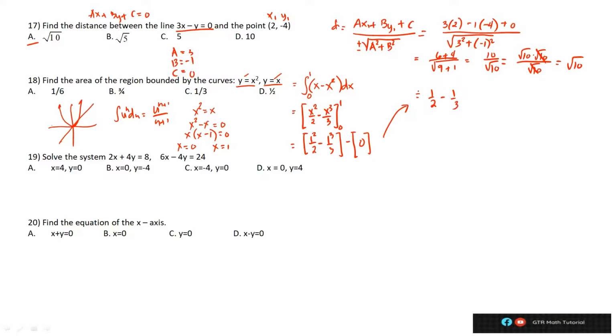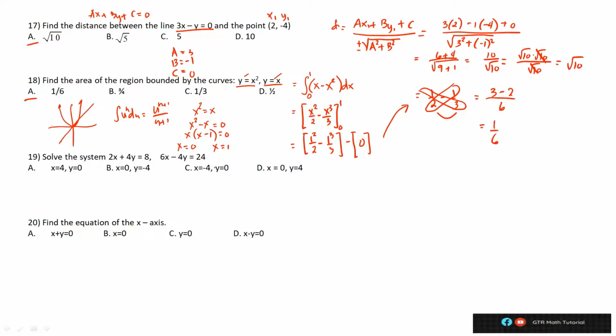Then, to subtract, gawin lang natin yung butterfly para mas madali na. Kino-cross multiply lang po yan. Yung butterfly technique na yan. So 1 times 3, so we have 3, copy the sign, minus 2 times 1 is 2, over 2 times 3 is 6. So therefore the answer is 1 over 6 square units. So therefore the answer is letter A, 1/6.